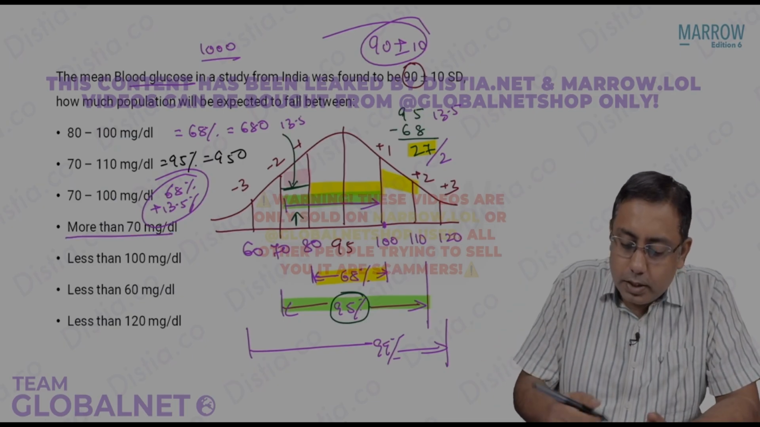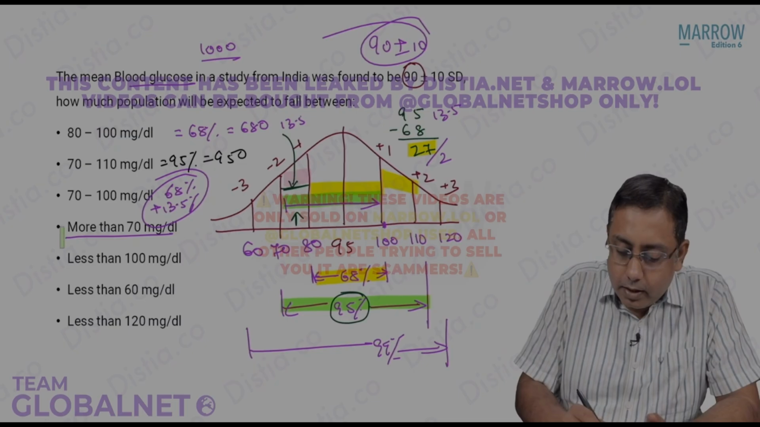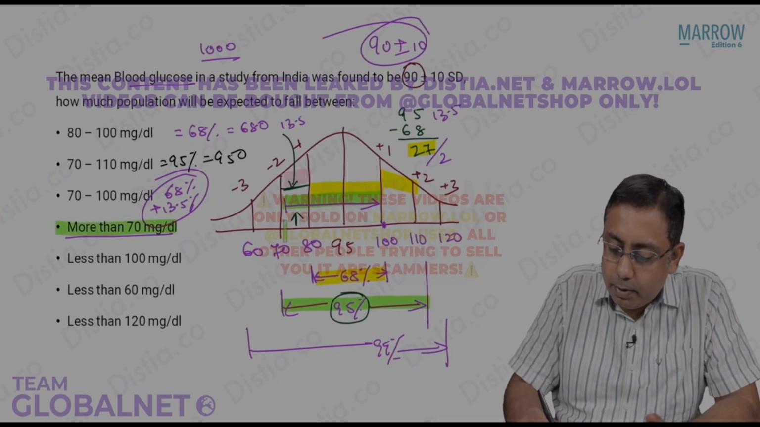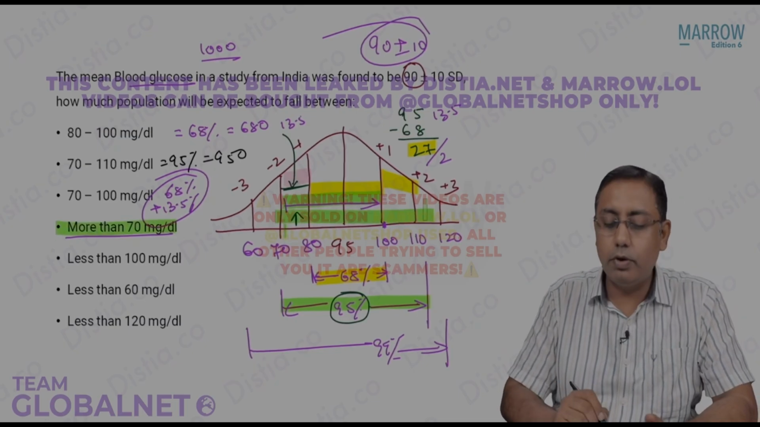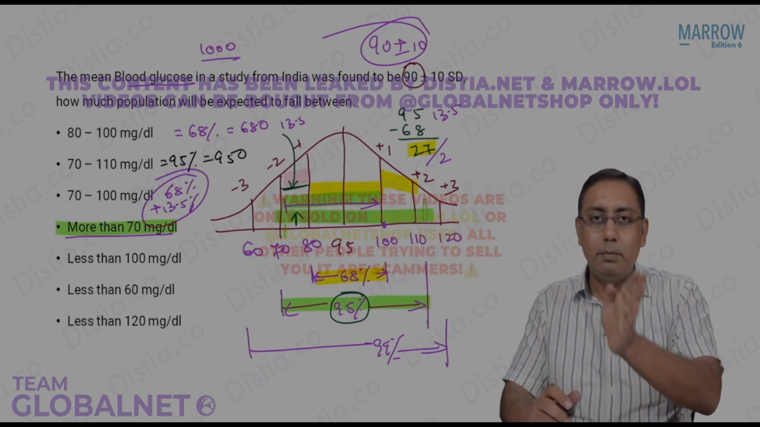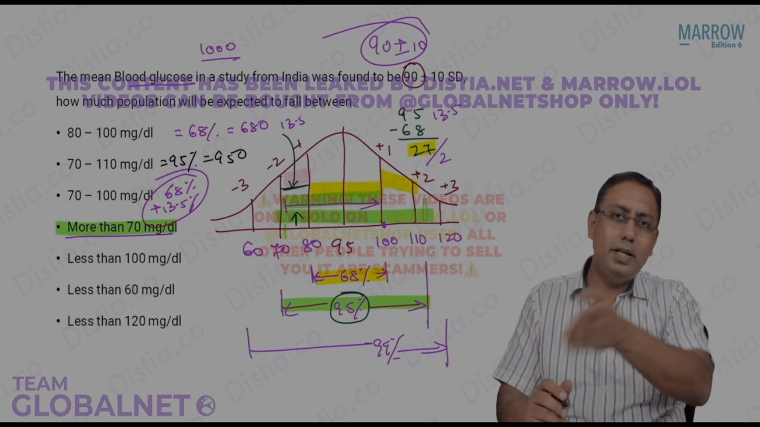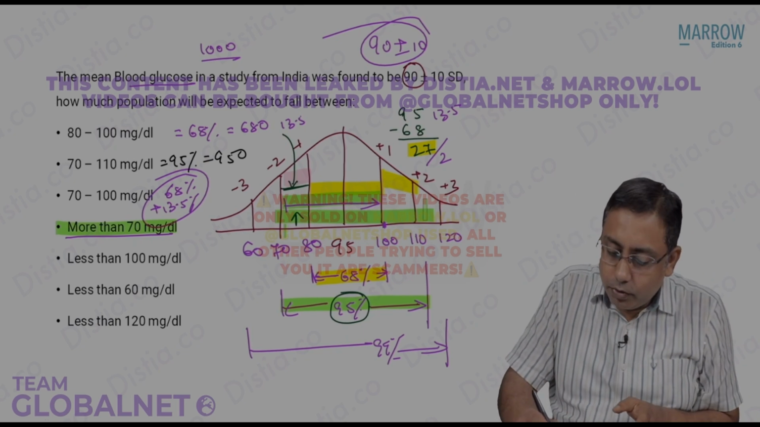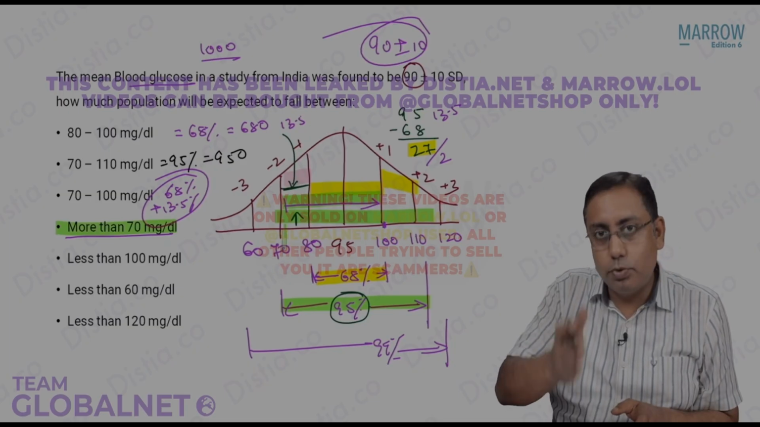That's all. Next is how much population is going to be more than 70. That's easy. How much population will be more than 70? What do you think you're going to answer? Please try to understand how much population will be less than 70. So you already know that 70 is what?